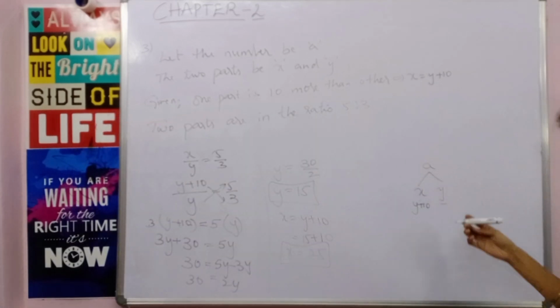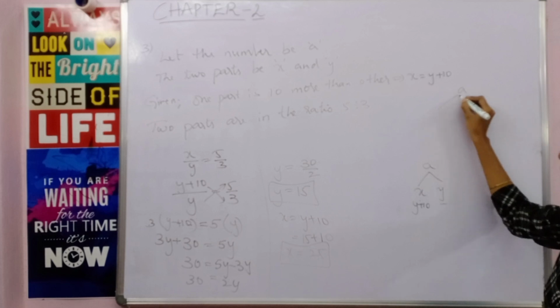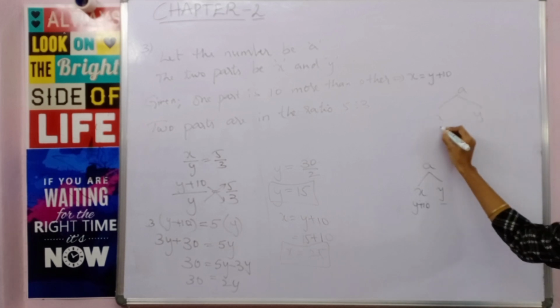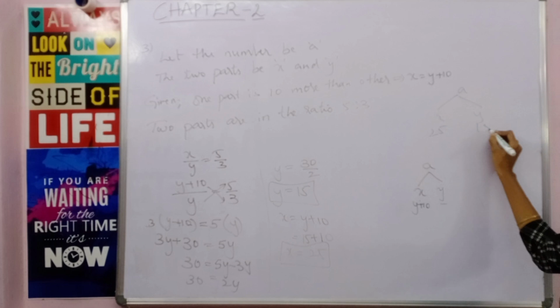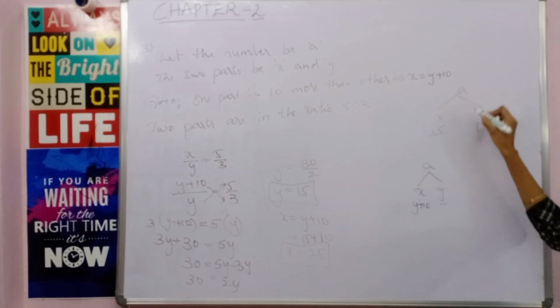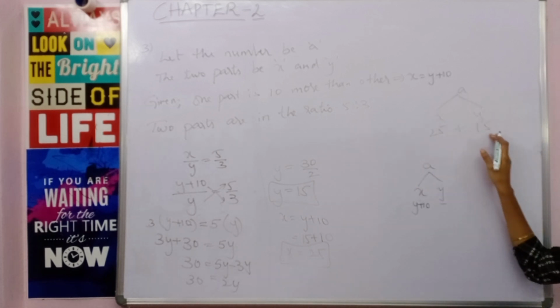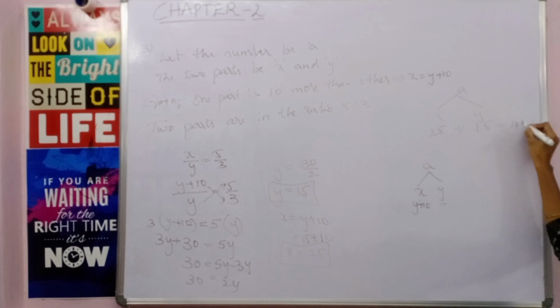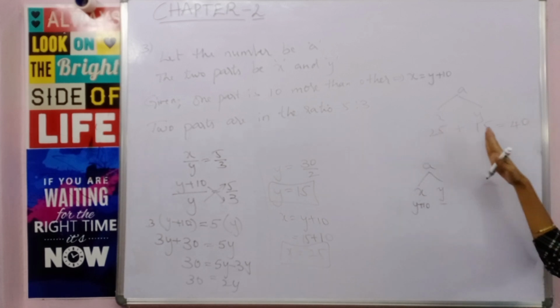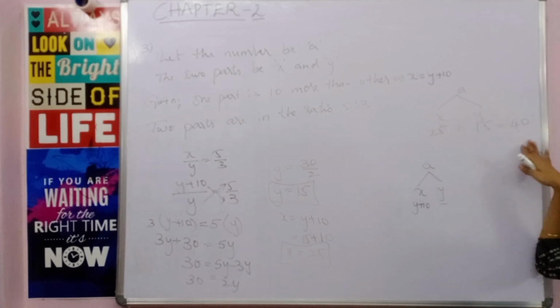So we have seen that the number a is divided into 2 parts, x and y, where x is 25, y is 15. Now what is the number? The number you can get by adding x plus y. So the number is nothing but 40. Okay, so it is divided in two parts where one part is 25, the other part is 15. So total the number is 40. Clear? So here you can check the condition.